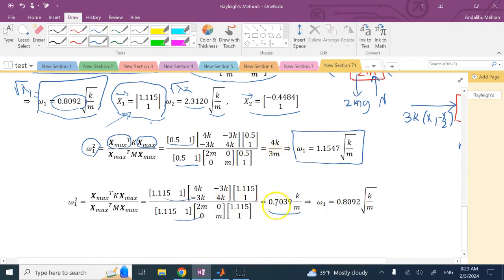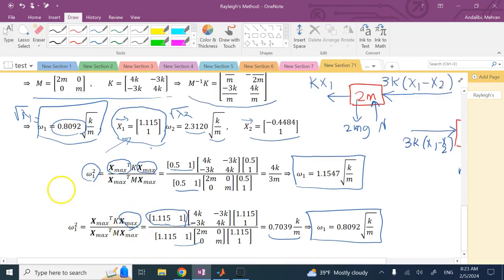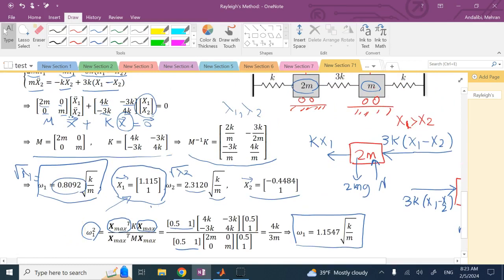So the number that you will get is 0.7039. You can try it with MATLAB. And when you solve for omega 1, take a square root, you get exactly omega 1. You see, how accurate the solution for omega is depends on what kind of value you use for this vector x max. Because you don't know it, right? You have no idea what that one is unless you solve it analytically.